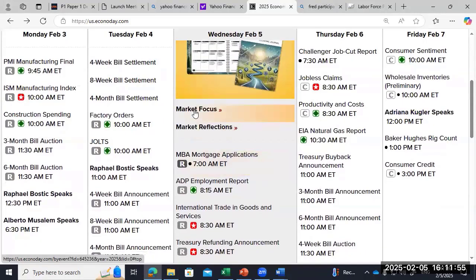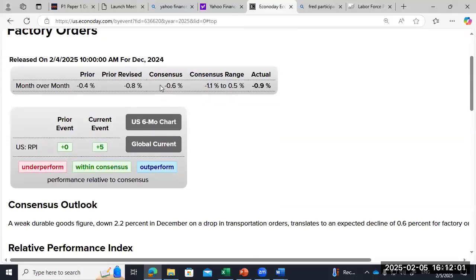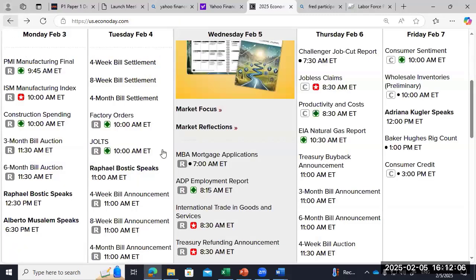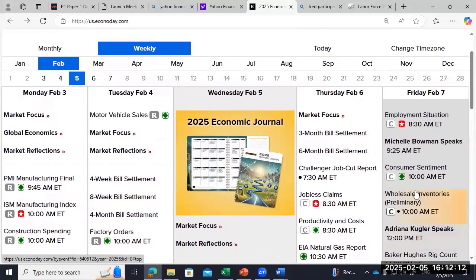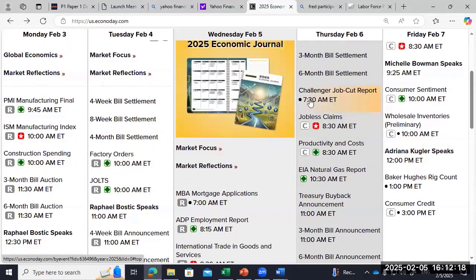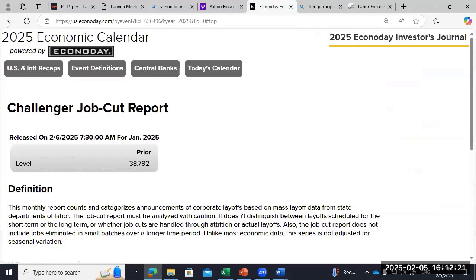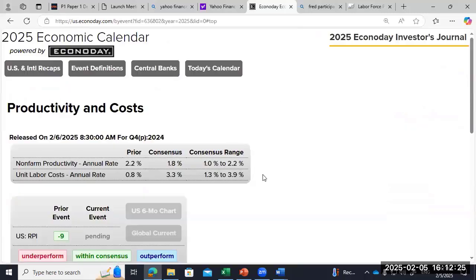And even after this paper is due, you still do that, because there's factory orders right there. Another weak number, still negative. Factory orders is weak. So I don't see any other major ones. So you're going to be looking at this one, a very, very important one. There's a job cuts report, to see how many people are doing large layoffs. Productivity and cost can be important.